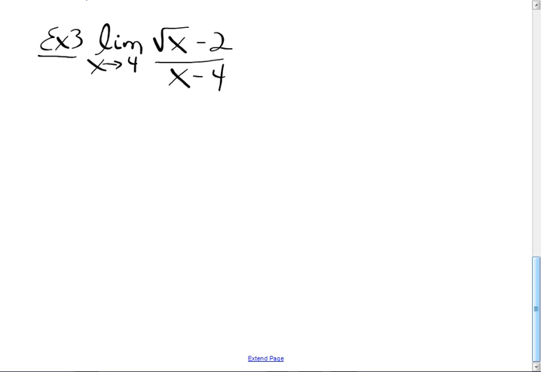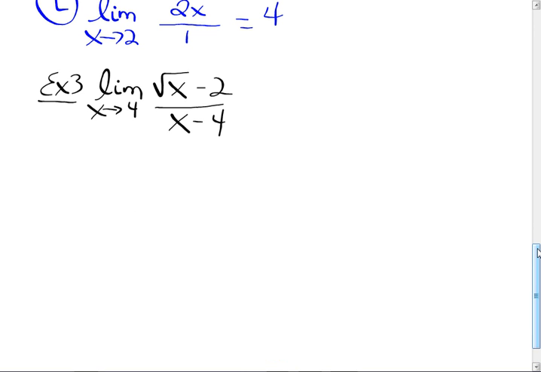Do I get 0 over 0? That's the first question. Yes, I get the square root of 4 minus 2 over 4 minus 4, so it's 0 over 0. So we're going to use L'Hopital. So I have to remember how to do the derivative of this.